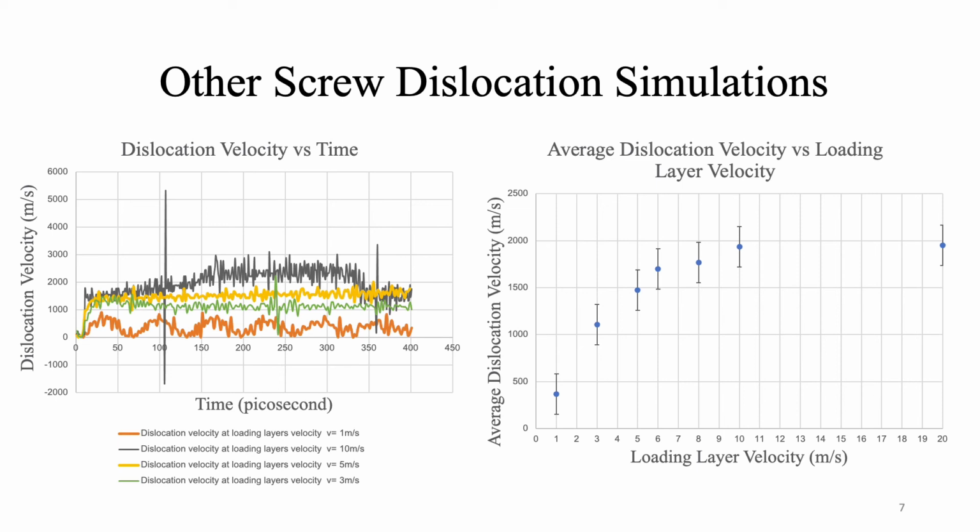The second graph shows the average dislocation velocity versus the loading layer velocity from 1 to 20 meters per second with the error bar. From this graph, we can conclude that the average dislocation velocity increases as the loading layer's velocity is increased.